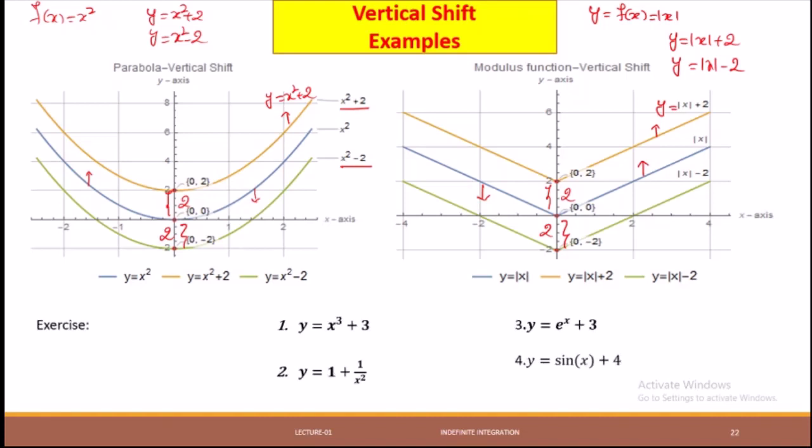Plot the graph of y is equal to x cube plus 3. You know the graph of y is equal to x cube, and y is equal to x cube plus 3 means it takes the vertical shift by 3 units. The second example is y is equal to 1 plus x square, the third exercise problem is y is equal to e power x plus 3, and the fourth exercise problem is sin x. Try out these graphs on your own.